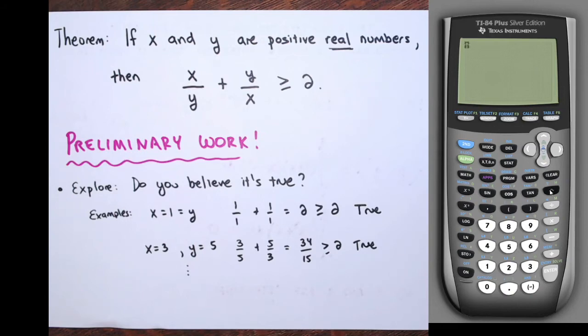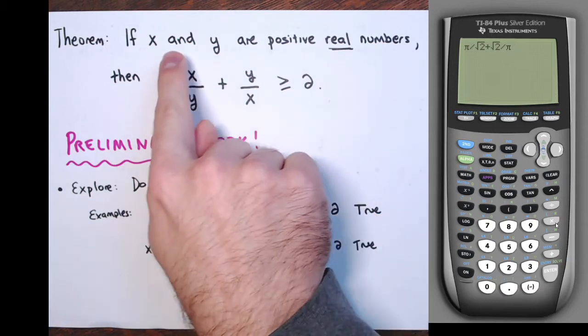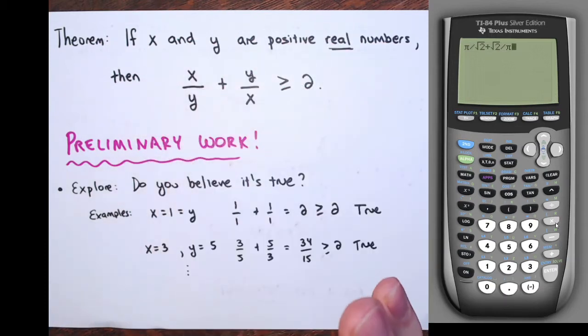So I do pi divided by the square root of 2, and then I add to this the square root of 2 divided by pi. Hopefully, if this is truly a true statement, this will be greater than or equal to 2. Look at that, it's 2.67. And again, you can do this all day long.